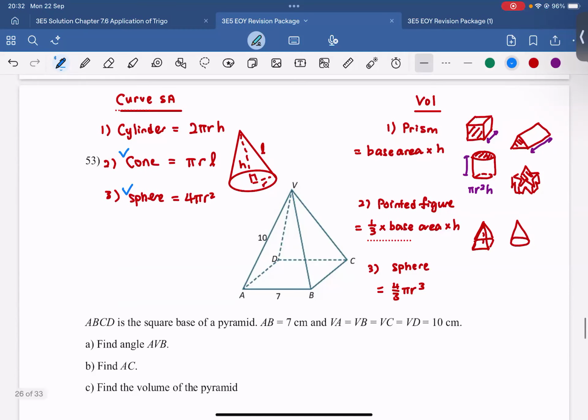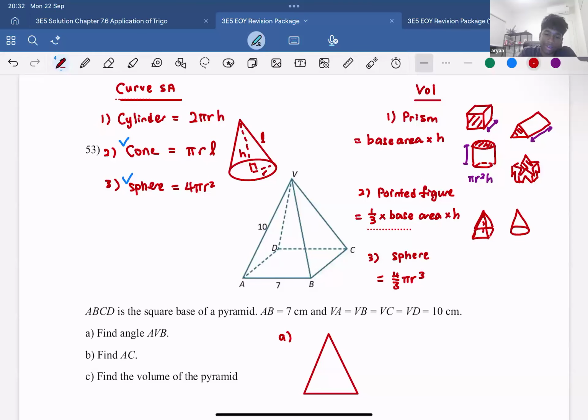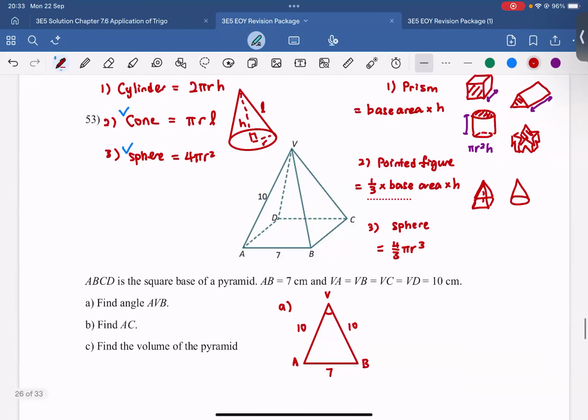So let's take a look at the question. Find angle AVB. So can you tell me what kind of triangle do we have for AVB? Pyramid? What kind of triangle? It's just a normal triangle, right? This is 10, this is 10, this is 7. Then how do I find the angle? So always draw it out. When you have a 3D figure, always draw it out like how I draw. So how to find this? Cosine rule.